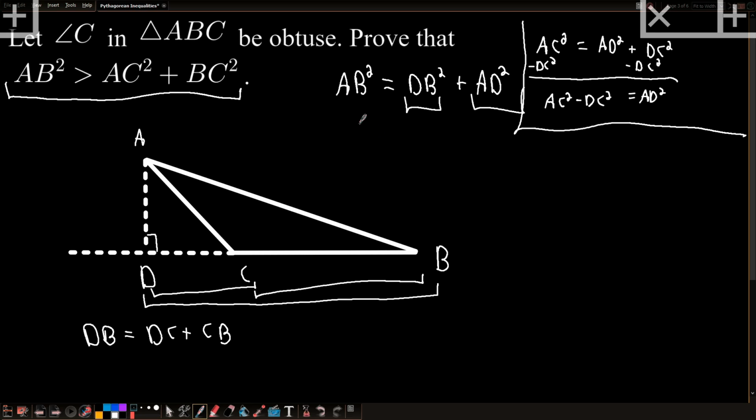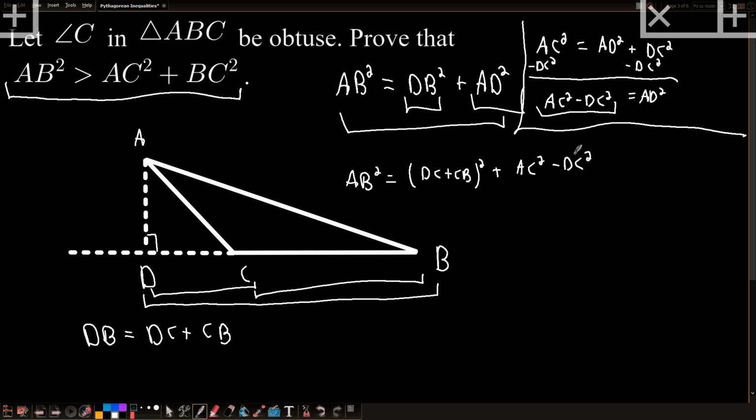So let's take our first equation that we came up with and replace each of the terms that we know. So now we have, starting from over here, AB squared is equal to, and I'm going to substitute DB squared with (DC plus CB) squared. And then I'm going to substitute AD squared with what we had over here, so plus AC squared minus DC squared.